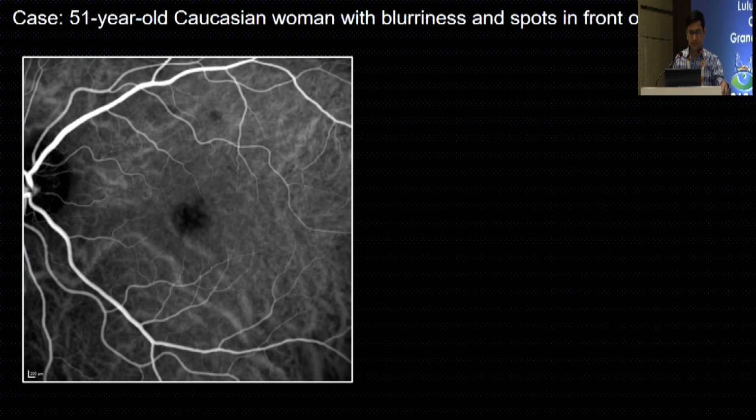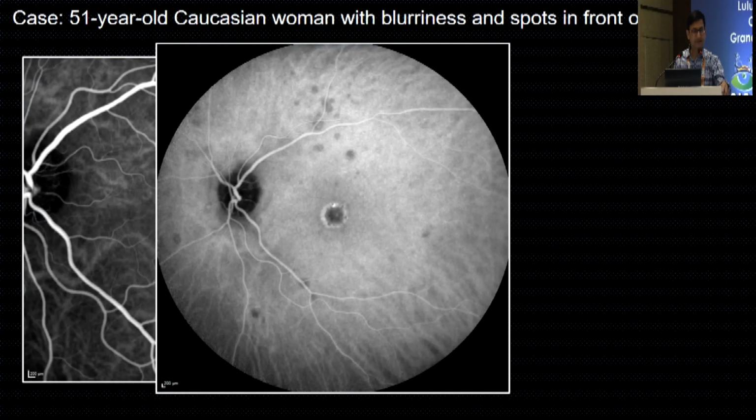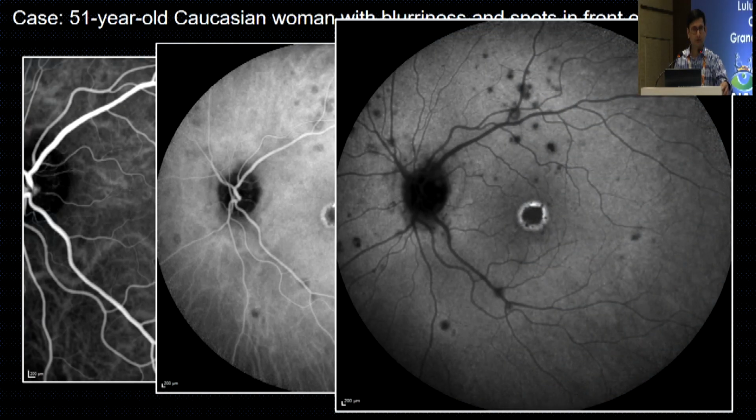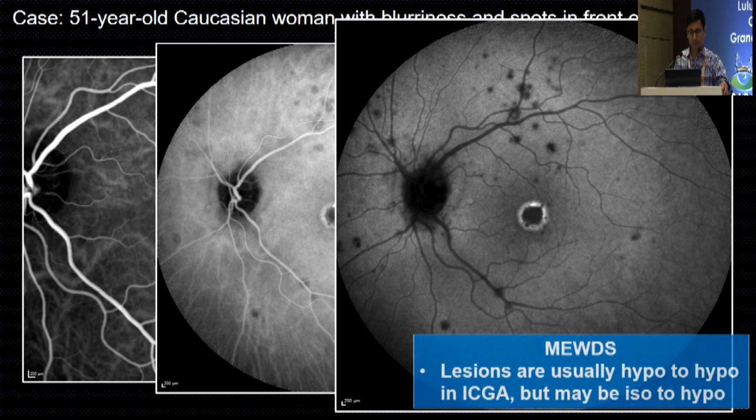Now this is another patient who has blurriness and spots, and you can see multiple hypo lesions on ICG. And this is where doing an ICG becomes very important in practice, especially when you're looking at posterior uveitis. So the ICG in the late phase shows you these multiple hypo lesions.